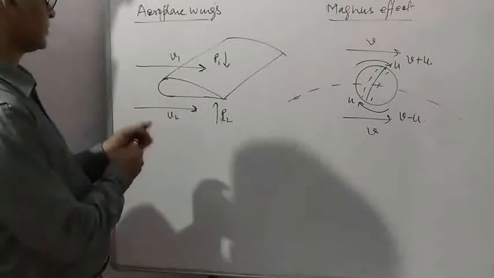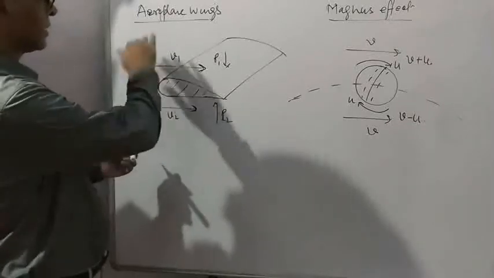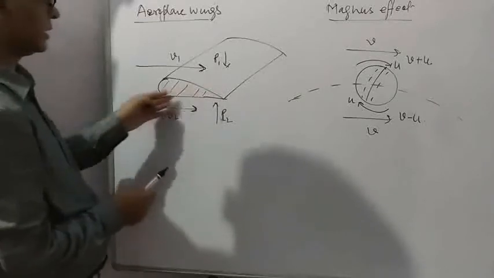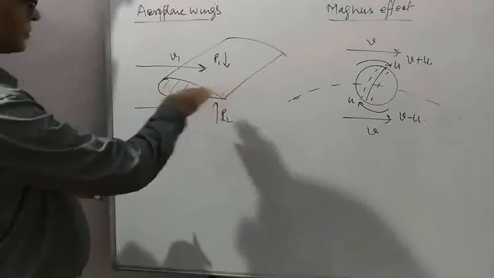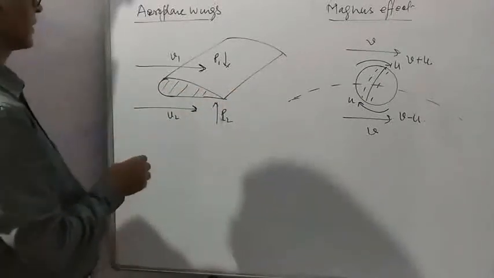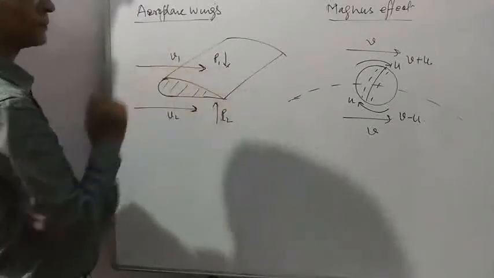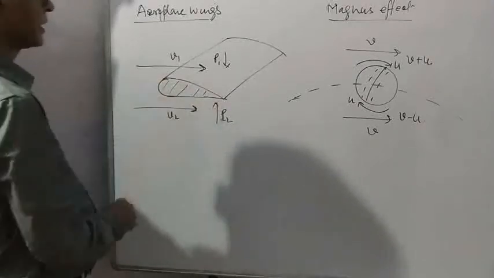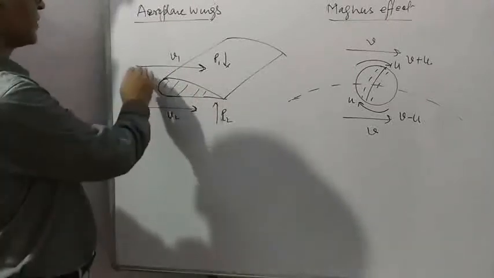Aeroplane wings are slightly curved on the upper side and almost flat on the lower side. When the plane moves, layers of air pass over the wing and below the wing. Since this portion is curved, the air has to travel more distance, therefore the speed of air is more.